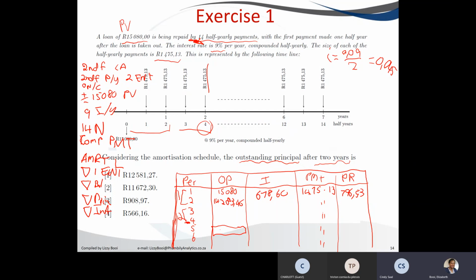Yes, I got that. But sorry, Lizzie, I wrote that in the second line. No, it must be part of the first line, because remember, everything you are doing now is relating to the first payment that you've made. But can I just confirm? So in line 1, initially the outstanding principal is 15,080. Then the interest is 678.60. Then the payment, obviously, 1475.13.